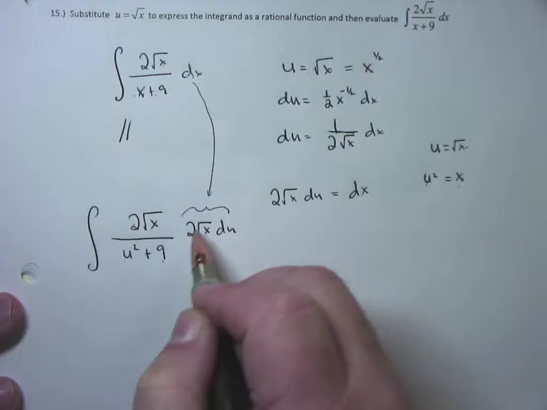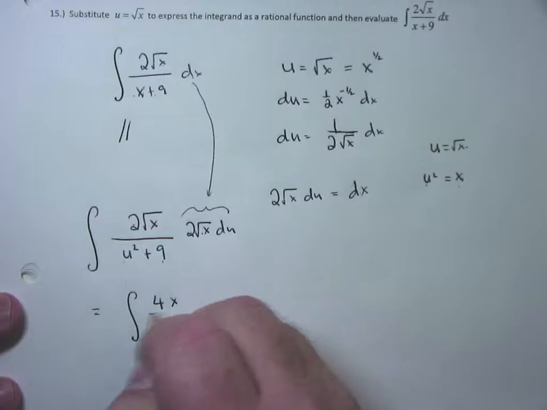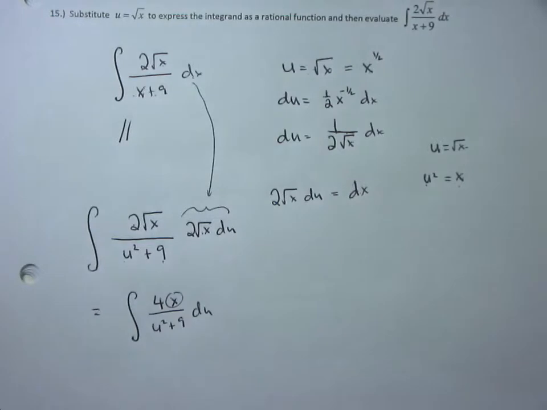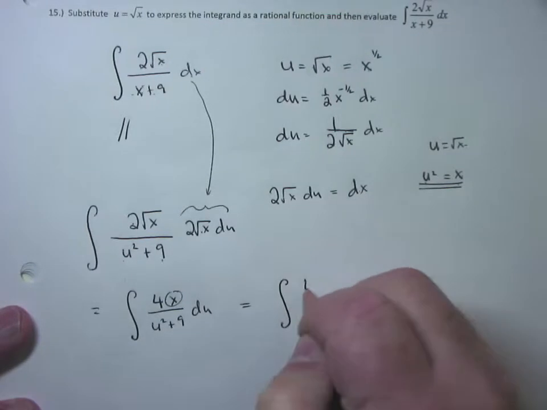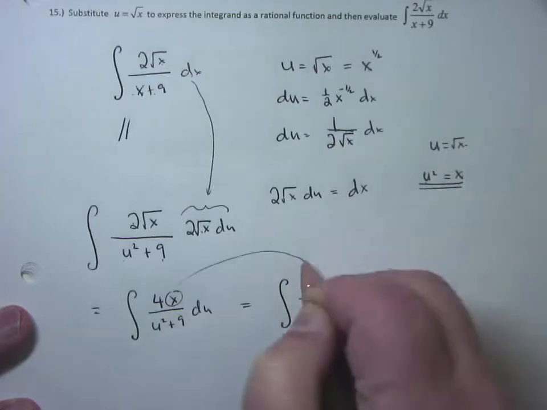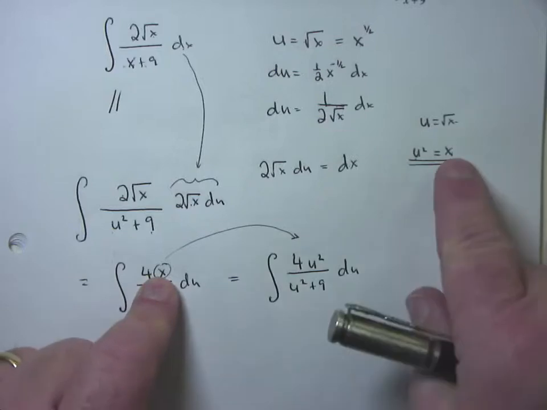What is 2 square root of x times 2 square root of x? 4x over u squared plus 9 du. But wait a minute. I can't have an x in my du stuff. What's x equal to? u squared. So this becomes the integral of 4u squared over u squared plus 9 du. I'm doing the long-winded way, but I'm trying to use their definition of let u equal this, do the substitution. And remember, when you do a traditional u substitution, everybody in the problem has either turned into the u or a constant. You shouldn't have any x's left over. So with this x left over, I had to go back and replace him with u squared.